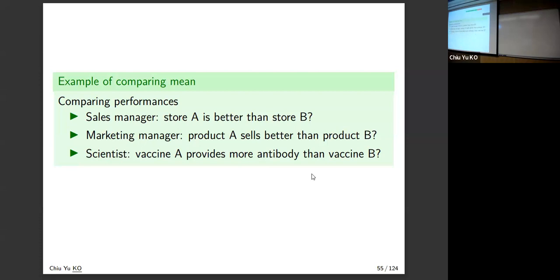And in science, is vaccine A better than vaccine B? If that's the case, then you want to use it. Or is wearing a mask very useful? Two groups of people, one group with masks, one group with no masks. There are many times you want to compare things. So that is the way we do it.